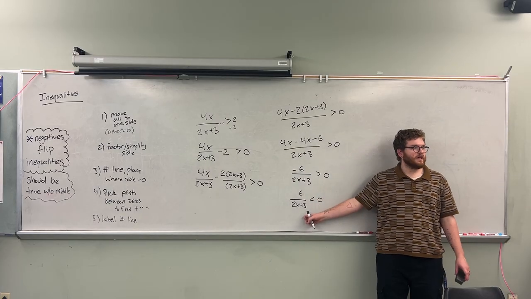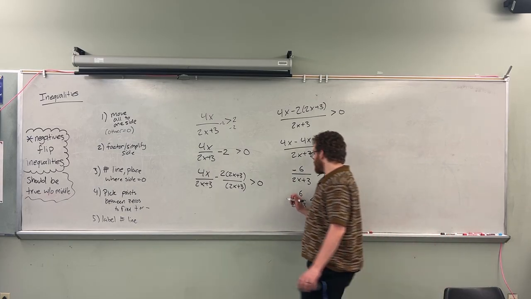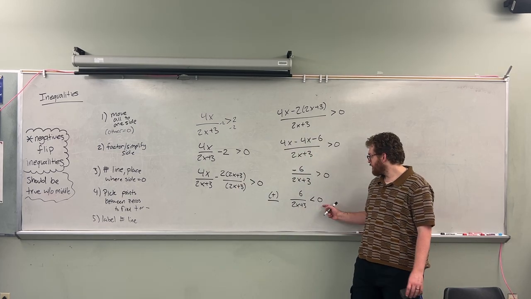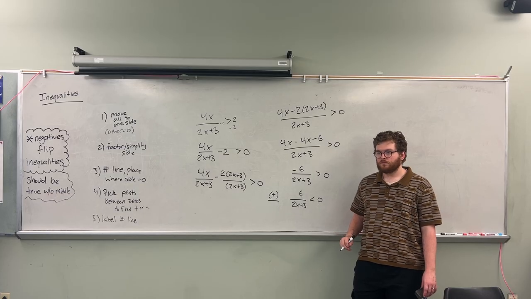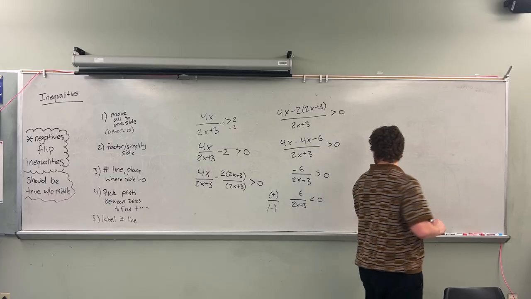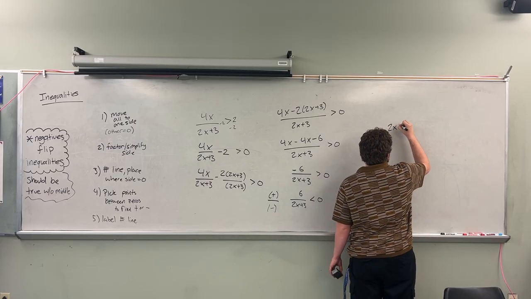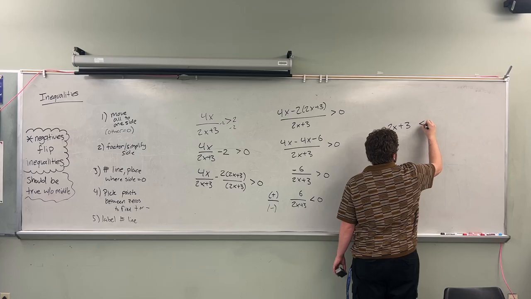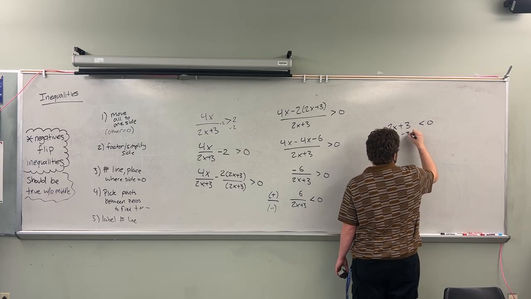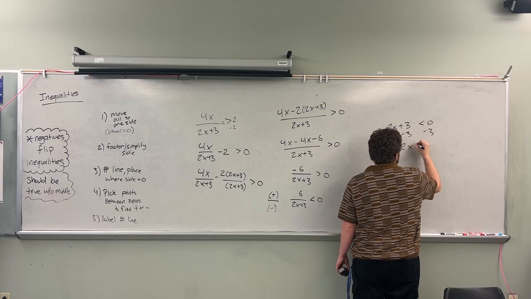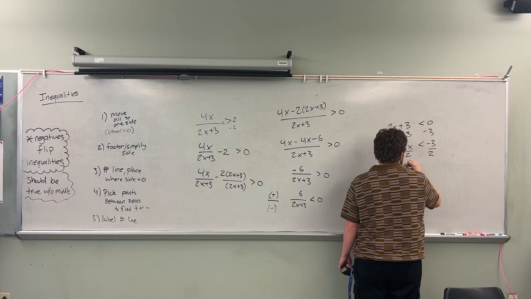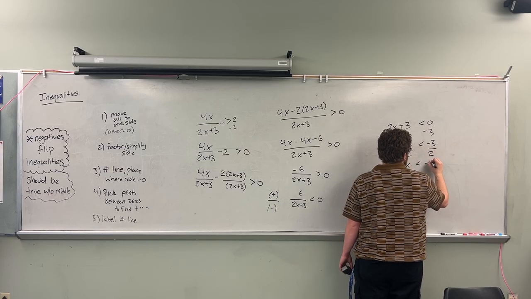For this to be less than 0, the top is positive, so what does the bottom have to be, if this has to be negative as a whole? Negative. Yes. Positive divided by negative is negative. So I want where 2x plus 3 is less than 0. I just subtract 3 from both sides. 2x is less than negative 3. Divide by 2, I get x less than negative 3 halves.